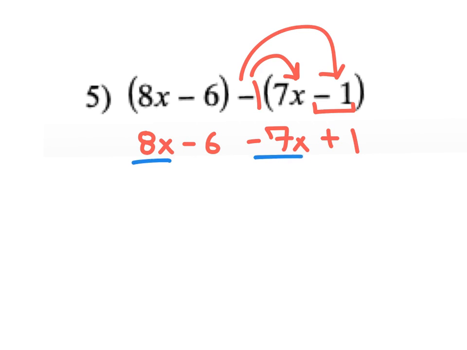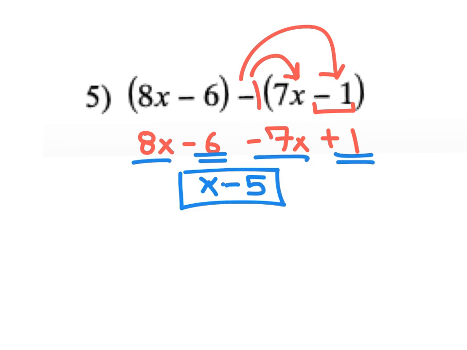So 8x plus negative 7x is 1x, or just x. And negative 6 plus a positive 1 is negative 5, or minus 5. So our simplified version is x minus 5.